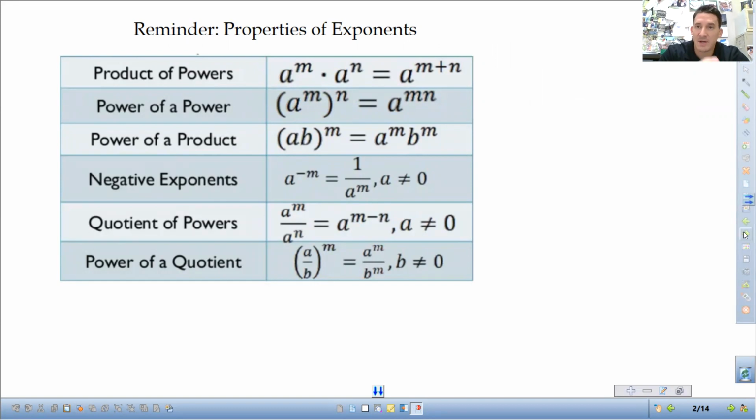The power property, so if you're multiplying with exponents, add the exponents together. If you're taking a power of a power, you multiply the exponents. And then the other one, the quotient, if you're dividing with powers, you subtract the exponents. Those are going to be the big ones. Then negative exponents, flip fractions, all right?